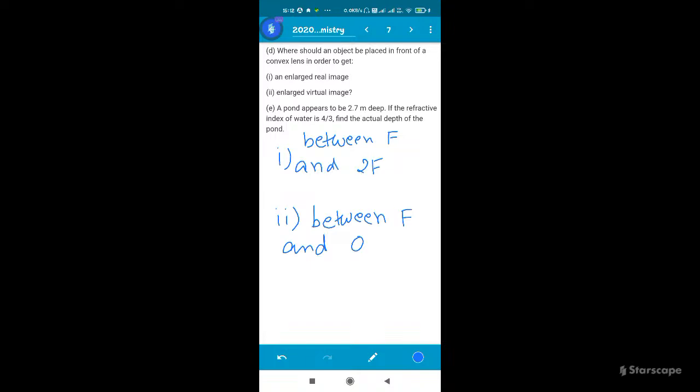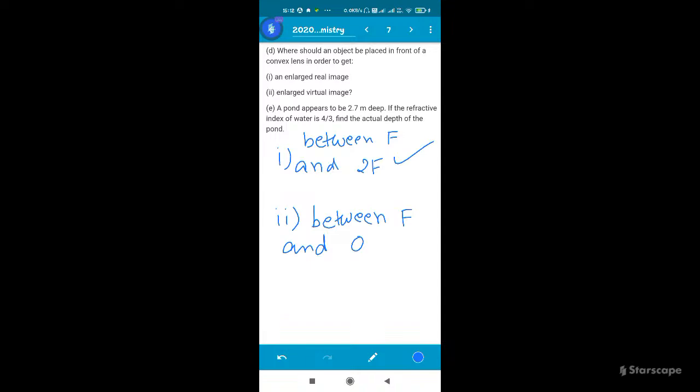There is another condition in your book where the object is placed at focus. We are going to get the image at infinity and it is enlarged, but we don't actually see the image as such, because it is formed at infinity. We don't know where infinity is, or even if we can see it, it will be very, very large and it will not be clear also. So we are going to consider this condition between F and 2F.